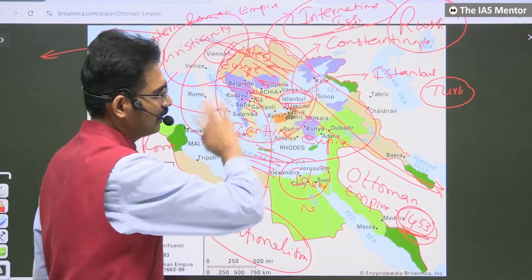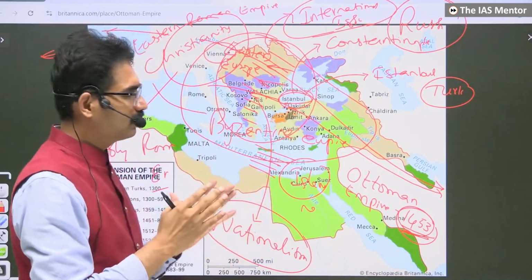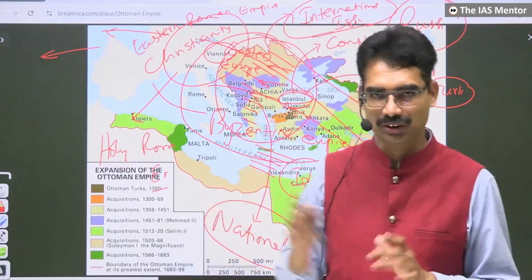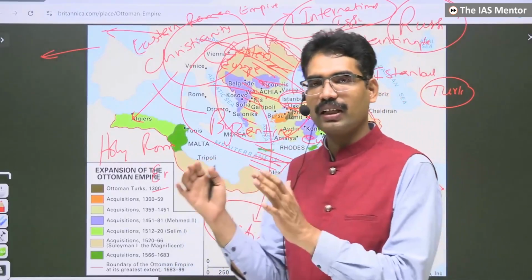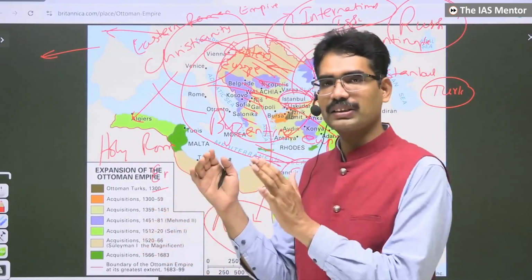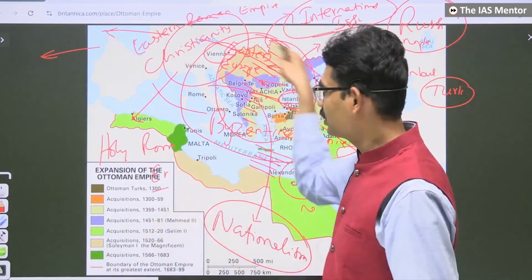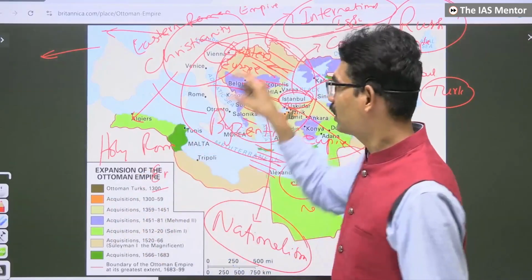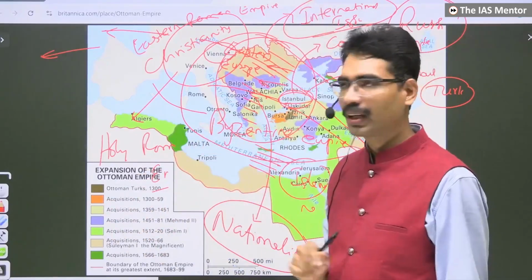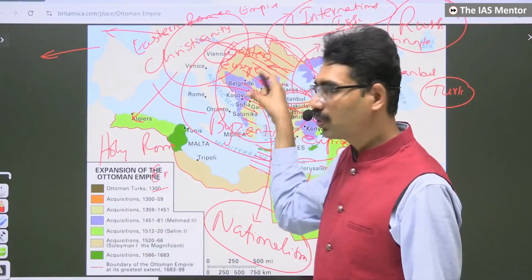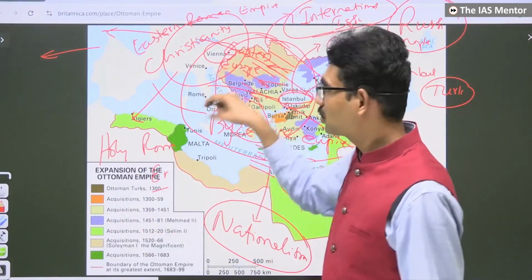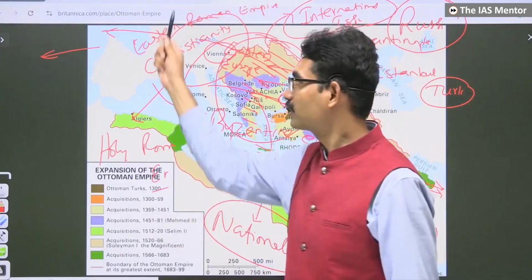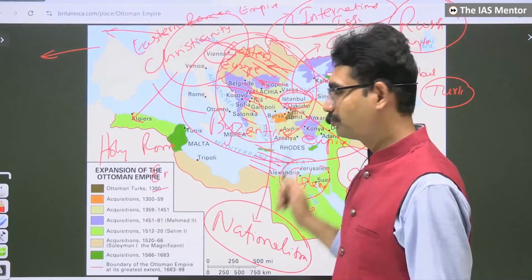Overall, the various developments and various challenges in the Eastern region are collectively known as the Eastern question. The Eastern question is always international. It's not only about the people who are located there, but it is also about the interests of international powers like France, the United Kingdom, Russia, and so on.